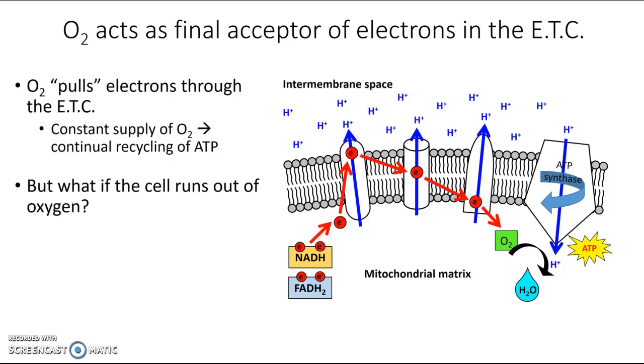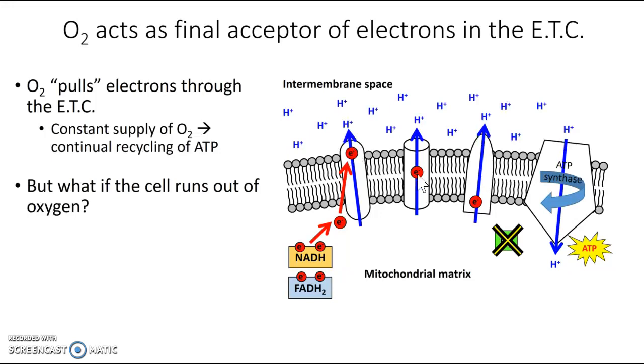But what's going to happen if the cell runs out of oxygen? If this oxygen goes away, what's going to happen? Well, there's not going to be any water made. That's not super important. But it also means that this electron here has nowhere to go. It gets stuck at the end of the electron transport chain. Because this protein here already has an electron, the electron in the previous protein also has nowhere to go. It gets stuck too, and the same is true for the previous electron.